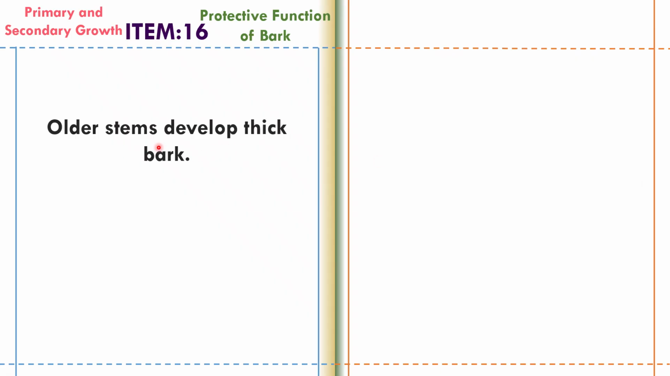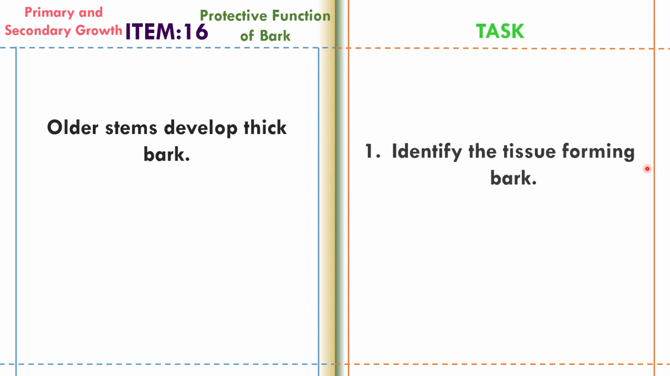We're still under primary and secondary growth, item 16. Here we are going to look at protective function of bark. All the stems develop thick bark. Task: identify the tissues forming bark. State its function.